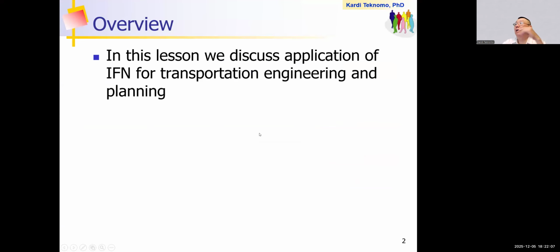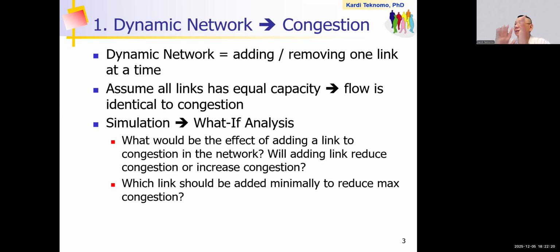So in this lesson, I want to discuss several applications of IFN for transportation engineering and planning. First thing first, the network is now dynamic, meaning you can add or remove links, and you can change the weight of the links and so on. In this scenario, you assume all the links have equal capacity. Let's make it like that. Then, of course, the flow is supposed to be identical to congestion.